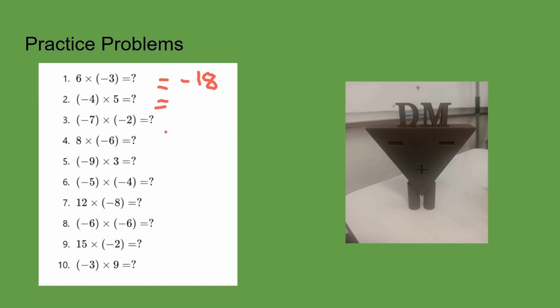Next, how about negative 4 times 5? What is negative 4 times 5? Negative times positive. What is left on our Dorito Man is negative, so it's negative 20.